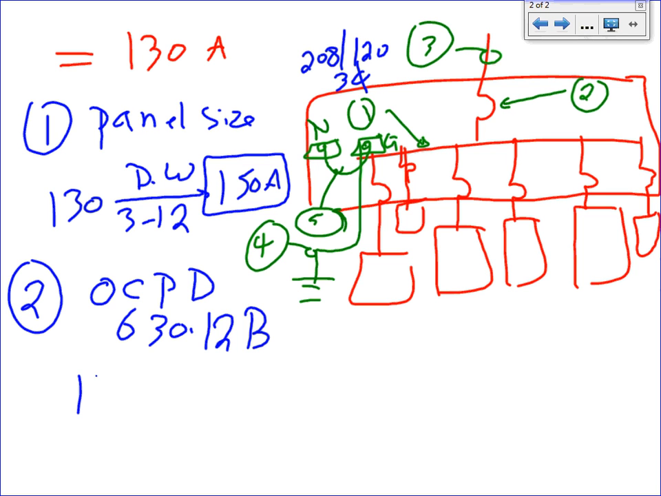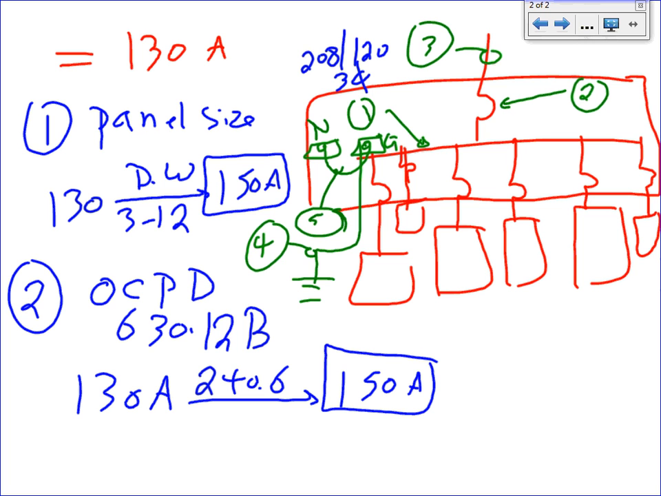I take my 130 amp to 40.6. What would that give you for the next standard? 150. Now here's my question for you. Is 150 higher than 200%? I can go as high as 300 on this system. As high as 300 in the system.